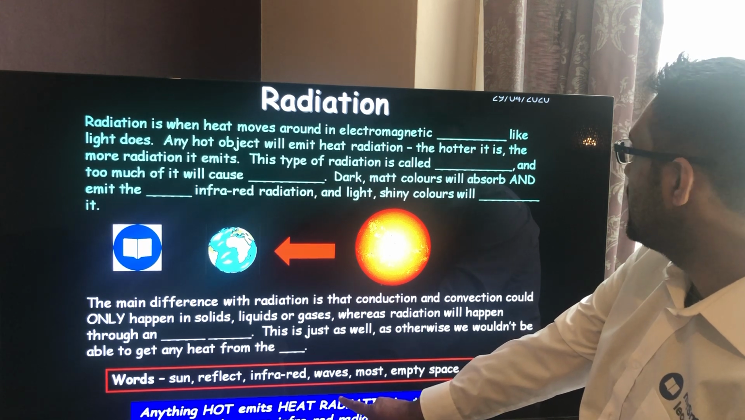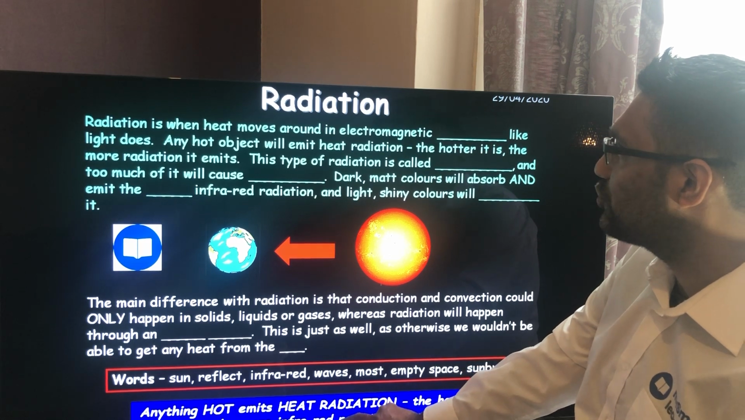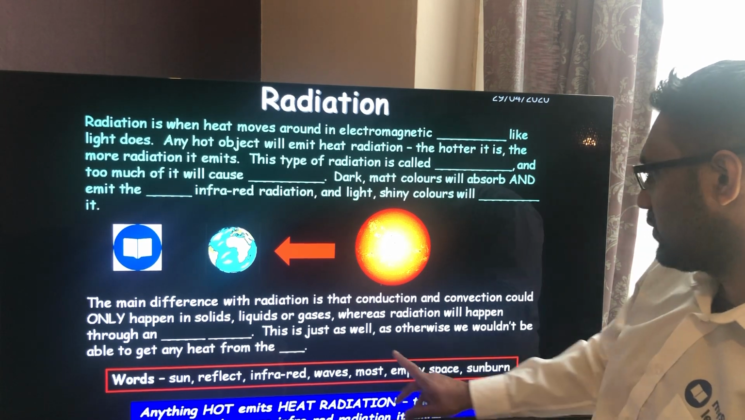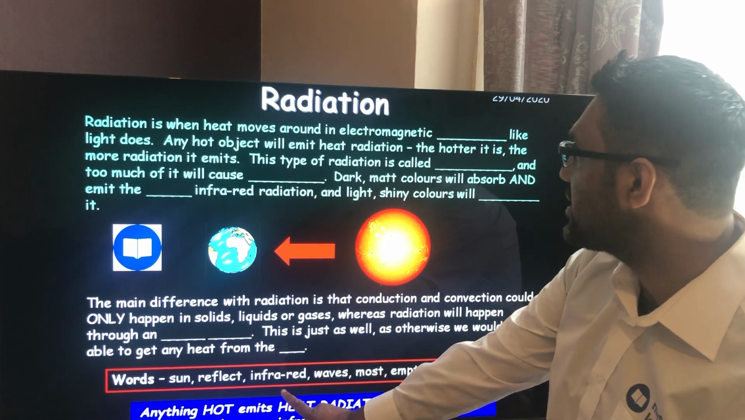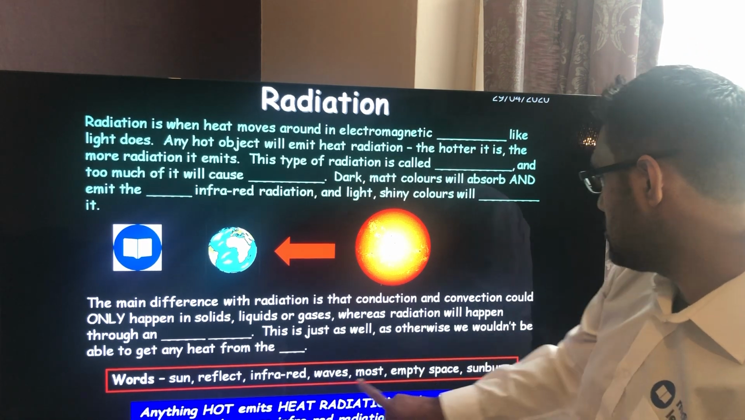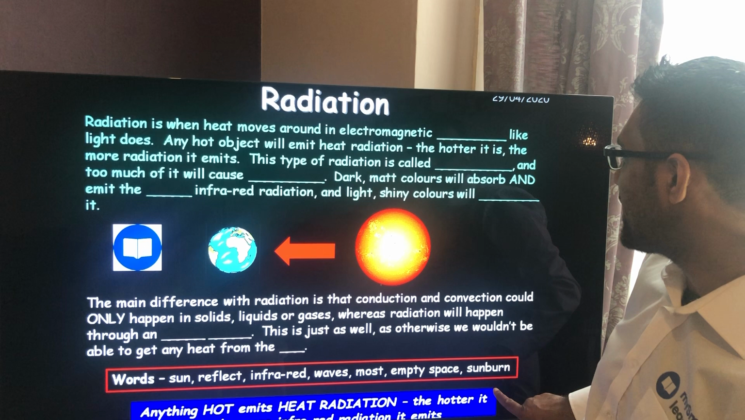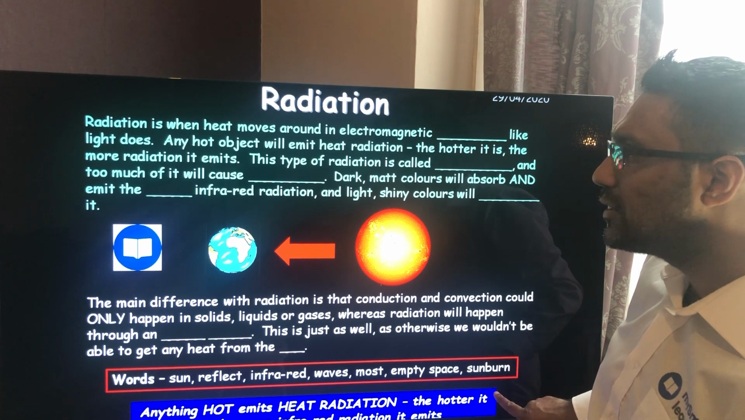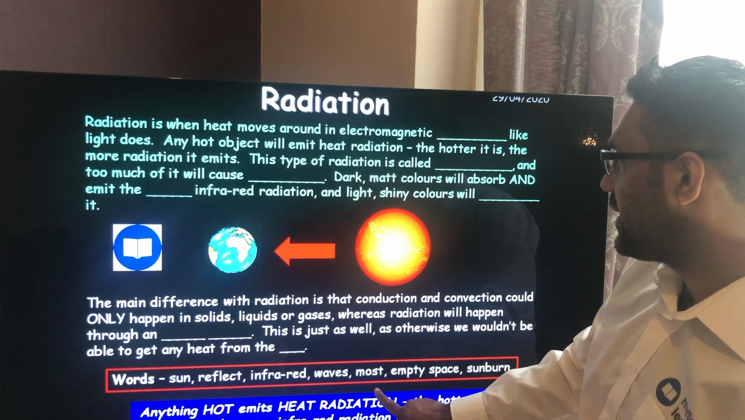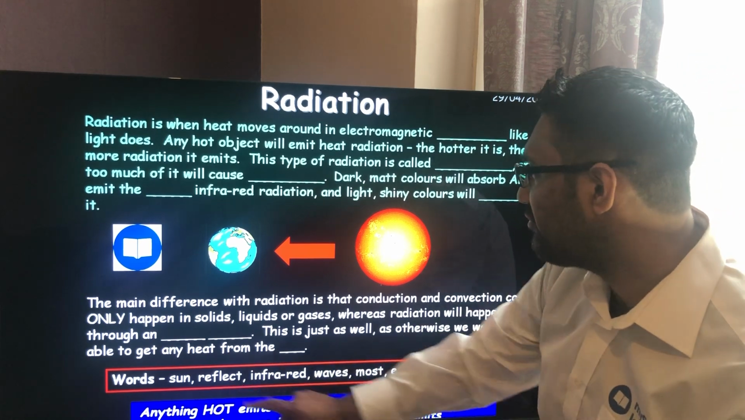That's that one there, waves, like light does. Any hot object will emit heat radiation. The hotter it is, the more radiation it emits. This type of radiation is called infrared radiation, and too much of it will cause sunburn. Okay, you get burned by the infrared. Dark matte colours will absorb and emit the most infrared radiation, and light shiny colours will reflect it.